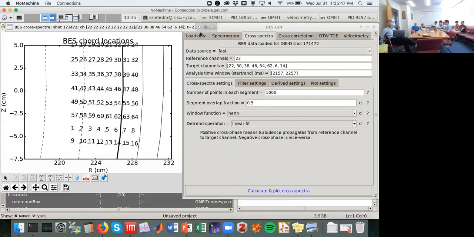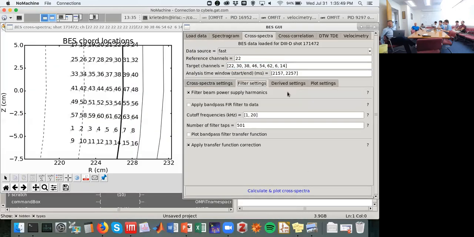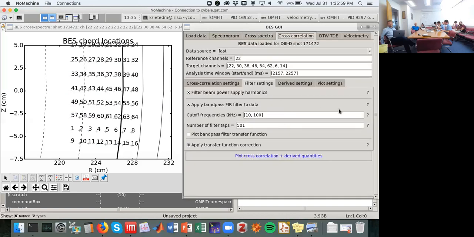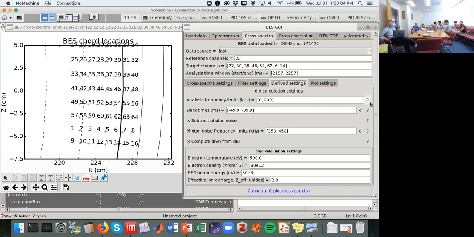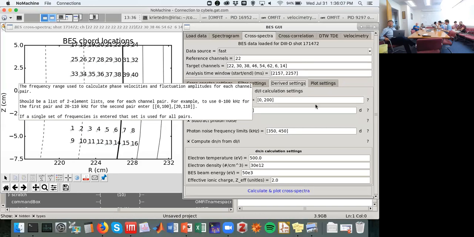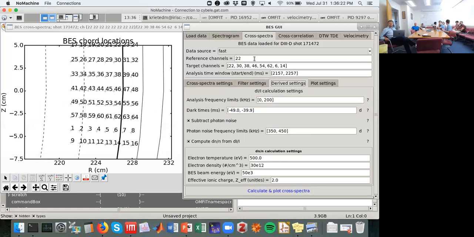All right, before I get into that, just to show you how that works, if you click on this help button here next to the frequency range used for integration, it explains how this works. You can either input a single 2-element list, or you can input a list of 2-element lists that matches the number of pairs of channels you're using.